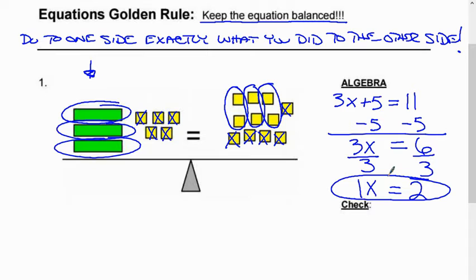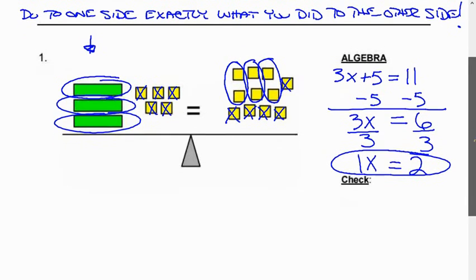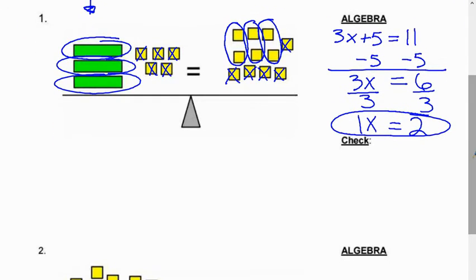The way that we're going to make sure that x equals 2 is by doing a check. Remember that the first part of a check is to rewrite the original problem. In this case, 3x plus 5 equals 11. Since we think that x equals 2, replace x with that value. 3 times 2 plus 5 equals 11.